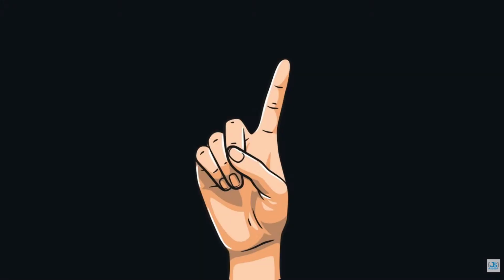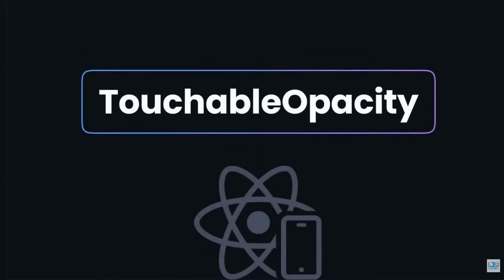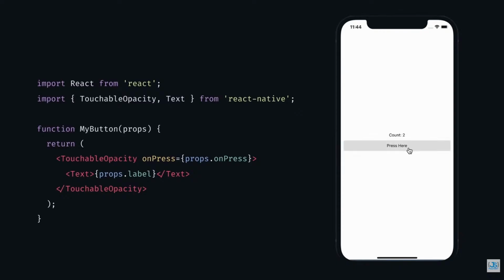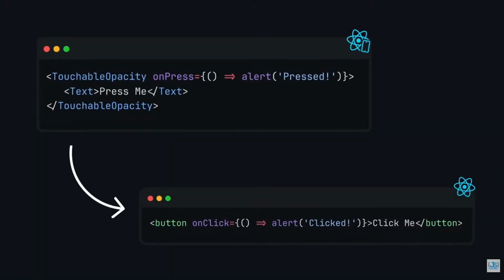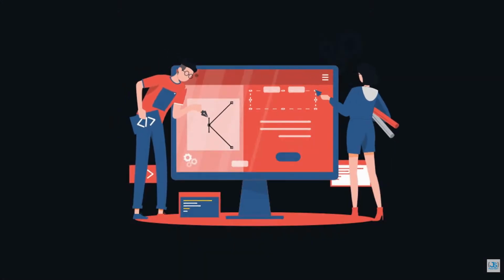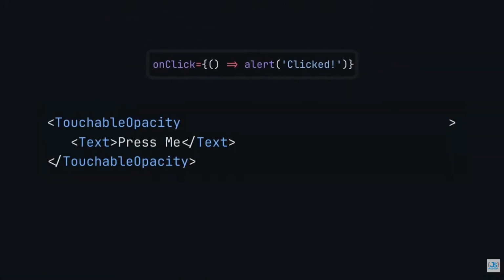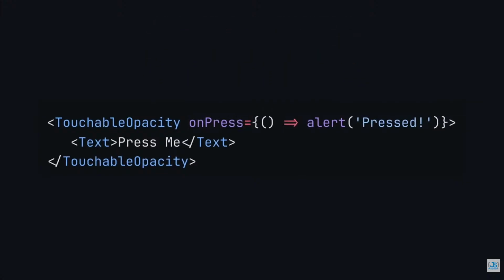The first one on the list is touchable opacity, which is great if you want to create a simple button. Think of it like a cousin to a React button component, but with even more room for customization. And instead of an on-click, in React Native, you're not clicking it, you're pressing it. So let's provide an on-press.